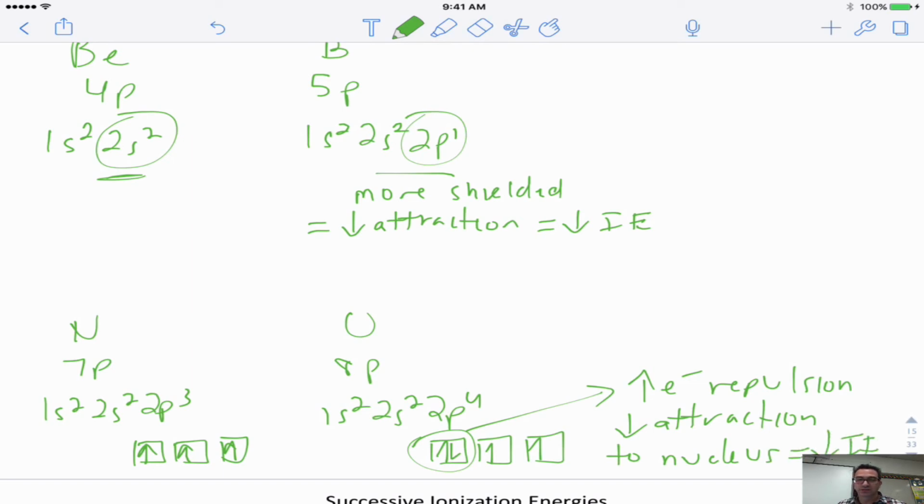Now, a question some people ask me is, why doesn't fluorine then have a lower one? So maybe you could come up with an explanation. Why is fluorine higher? Why is neon higher than fluorine? Why does it go up? Why is it only that one blip there? Let's see what you come up with.